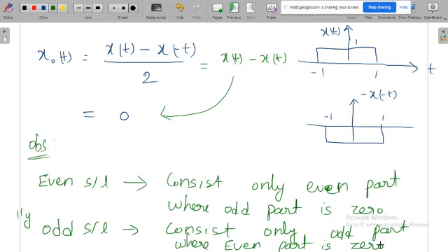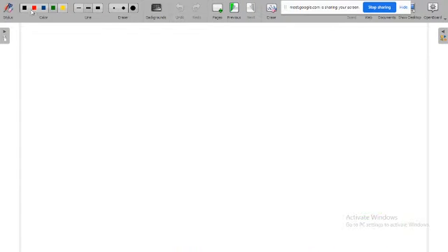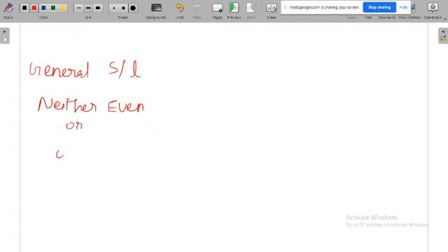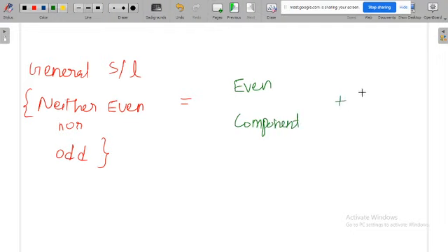But whereas the general signal consists of both the even part as well as the odd part. A general signal, in the sense of what I mean, is neither an even nor an odd signal. What do you mean by the general signal? It is neither even nor odd. Neither even nor odd means you will be getting both the even component as well as the odd component, that is, even component plus odd component. That is the observation.